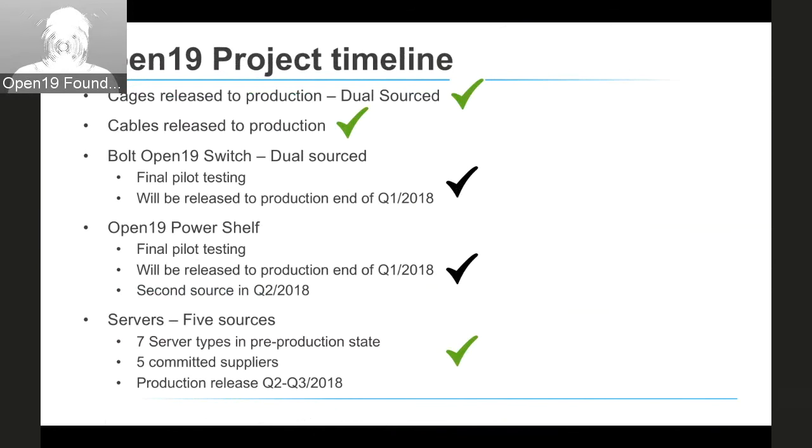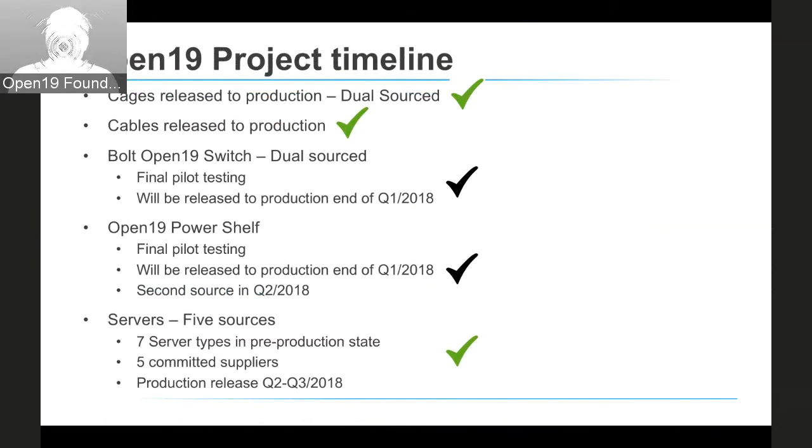The bolt switch is dual sourced right now, and we're in the final pilot testing, and we'll be releasing to production in Q1 2018, which is this quarter. The power shelf is again in final pilot testing. We will be releasing it to production with Delta in Q1 of 2018. For the switches, by the way, the 2 sources that we have are Flex and Celestica, and they both can actually provide those. We will second source the power shelf in Q2 of 2018.